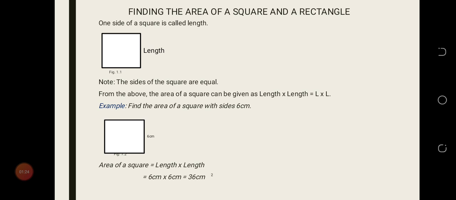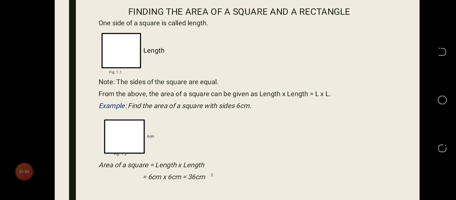Let's take the example below. It says find the area of a square with sides 6 centimeters. So to work it out, area of a square is equal to length times length. And we know the length of one side is what? 6 centimeters. So you multiply 6 by 6, which gives you 36 centimeters.